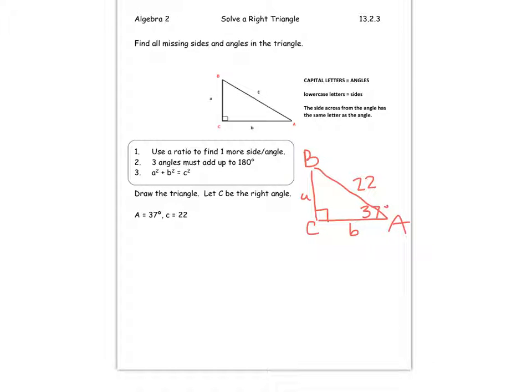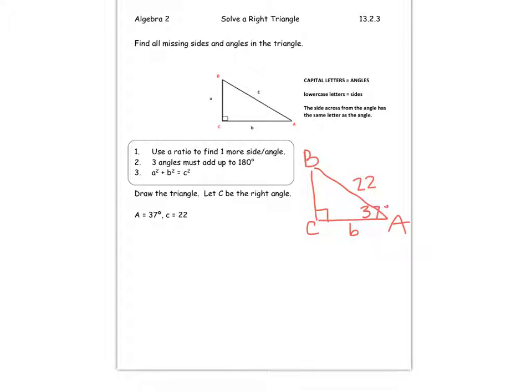Alrighty, use a ratio to find one more side or one more angle. We will use this since we don't have two sides yet. We need one more side before we'll be able to do a squared plus b squared equals c squared. It does not matter which side you find, so choose one. I wrote the A badly, so I'm going to get rid of the A. Let's say we're going to find B first because it looked nicer. Okay, it really does not matter which side you find.